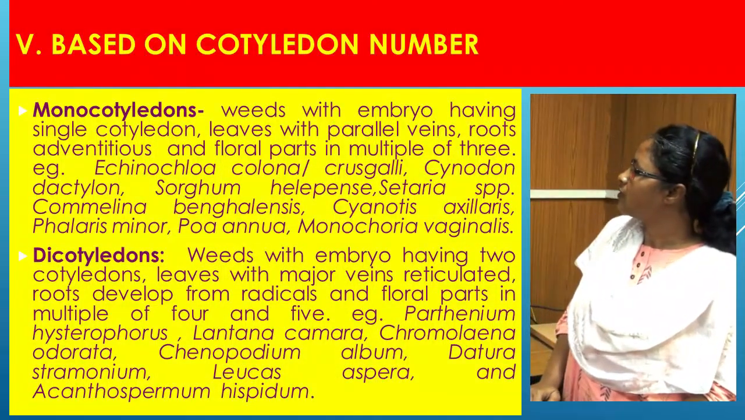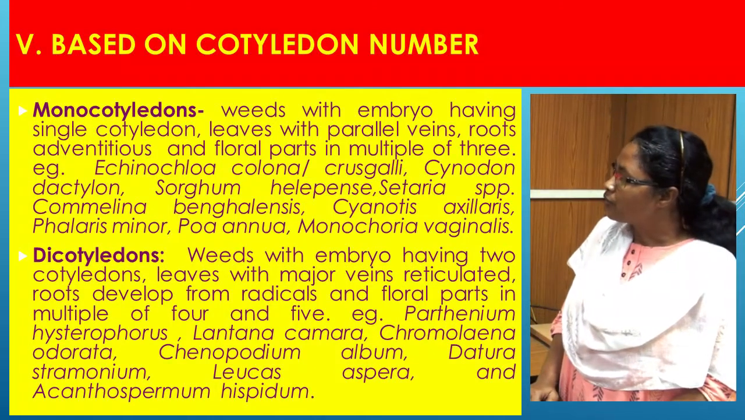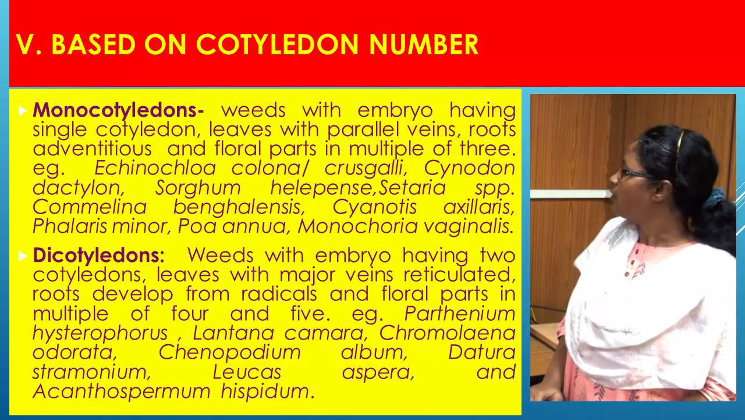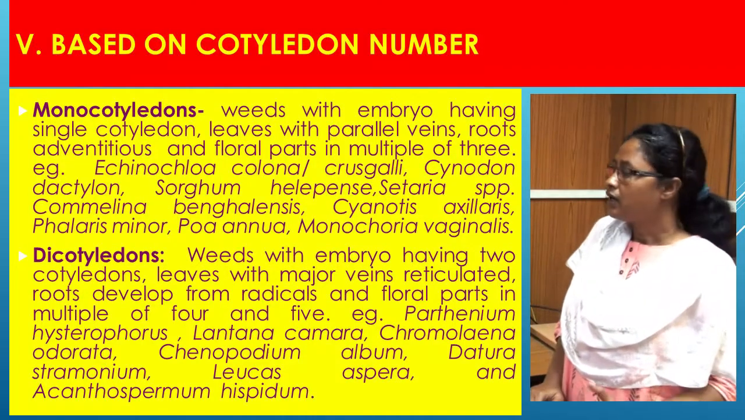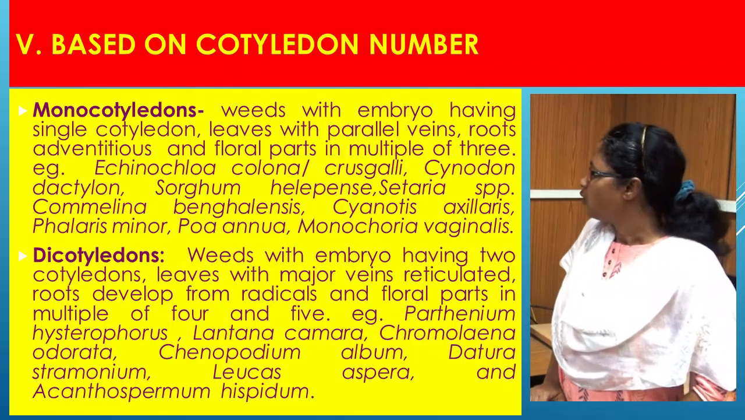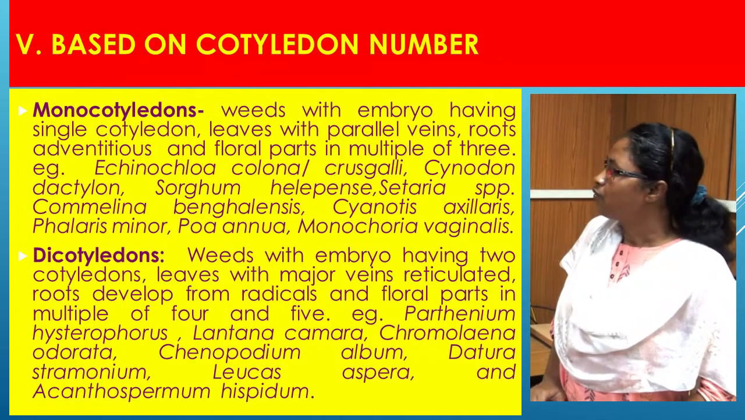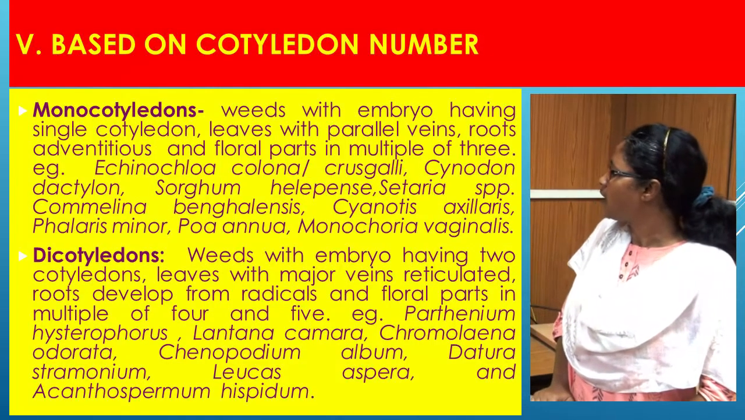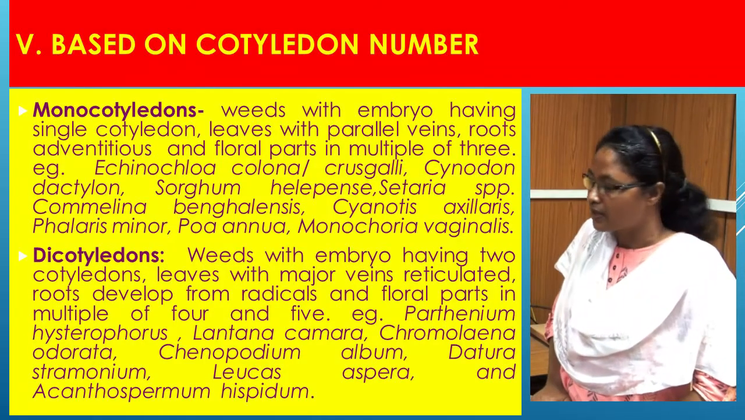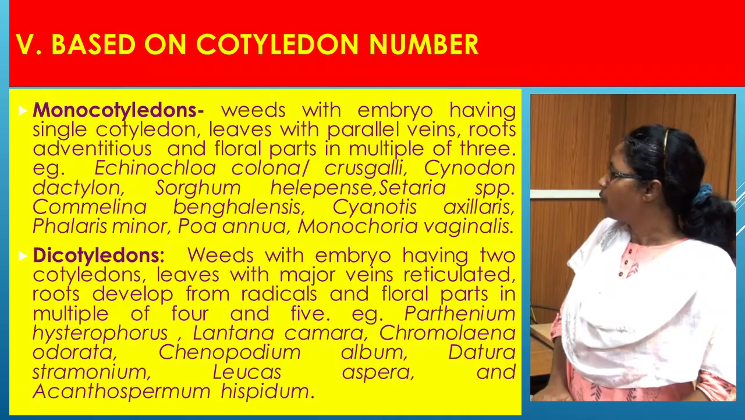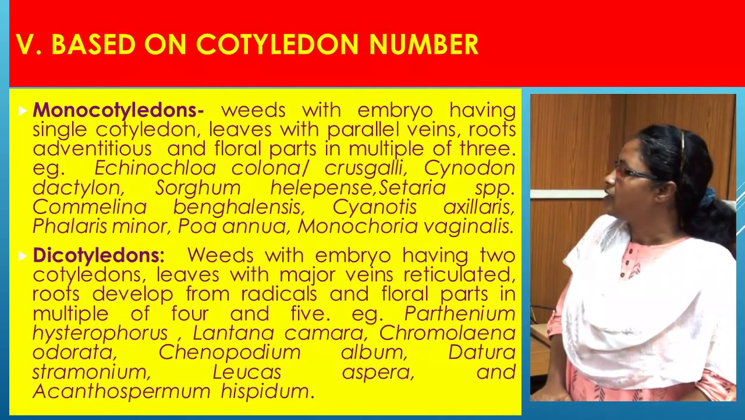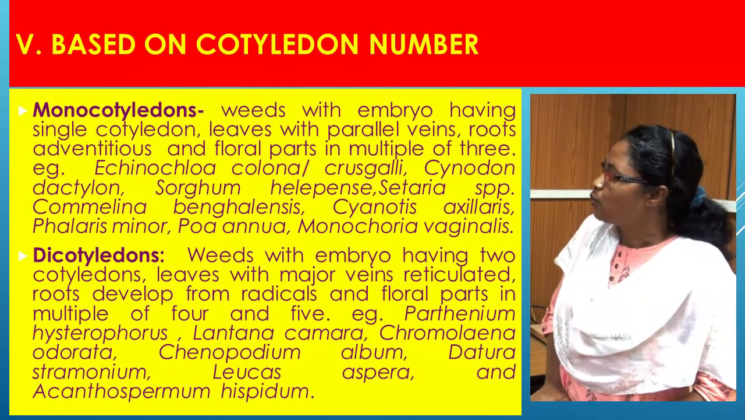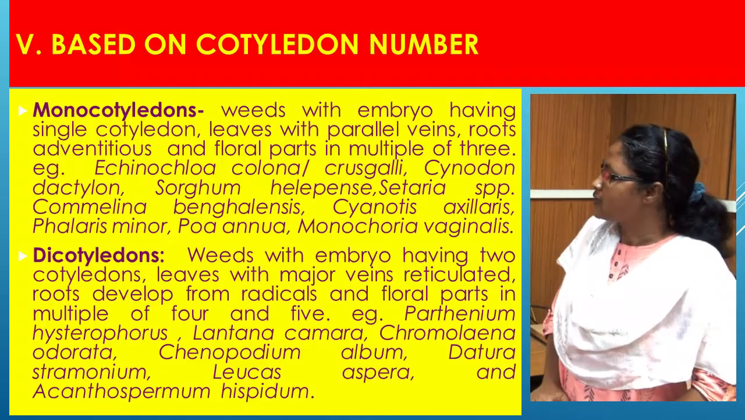Classification is based on cotyledon number. Monocotyledons and dicotyledons. Monocotyledon weeds have embryo with single cotyledon and leaves with parallel veins. Roots are adventitious and floral parts in multiple of 3. Examples of monocotyledons are Echinochloa colona or Echinochloa crusgalli, Cynodon dactylon, Sorghum halepense, Setaria species, Commelina benghalensis, Cyanotis axillaris, Phalaris minor, Poa annua, Monochoria vaginalis.